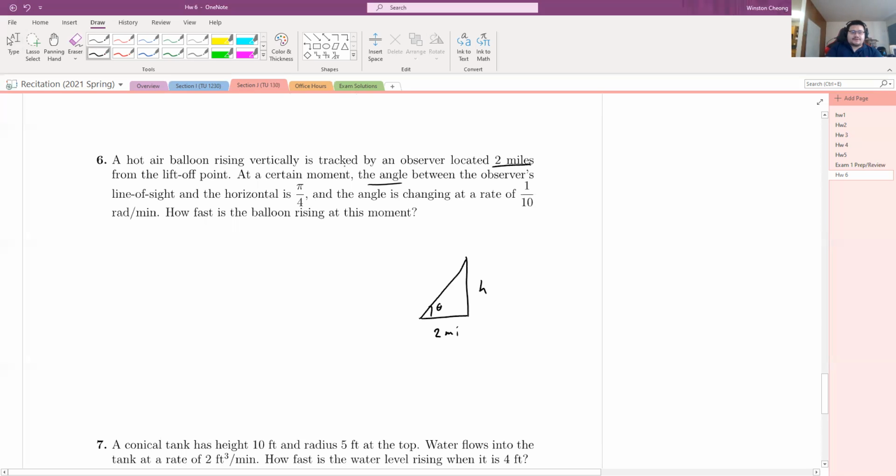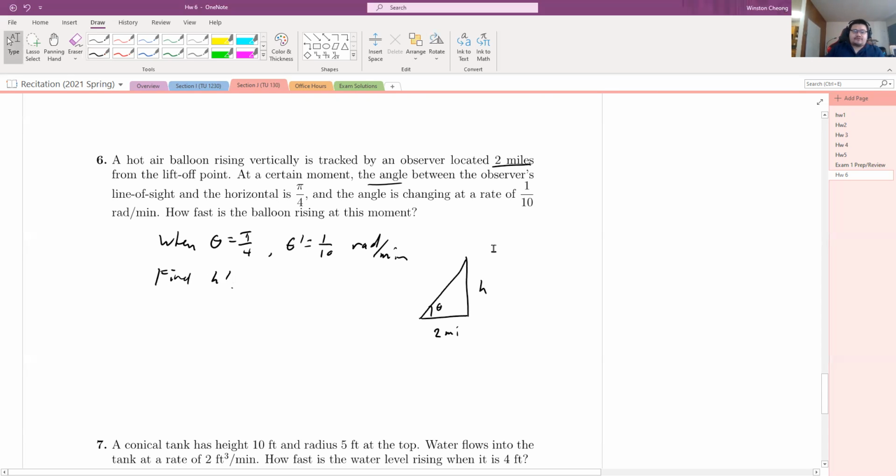Let's see. It says at a certain moment, the angle of the line of sight at the horizontal is pi/4. So that tells me that theta is pi/4 for some particular instance in time. When theta is equal to pi/4, the angle is changing at a rate of 1/10 radians per minute. Theta prime is equal to 1/10 radians per minute. That is the second sentence. And then, how fast is the balloon rising at this moment? So it's saying find h prime.